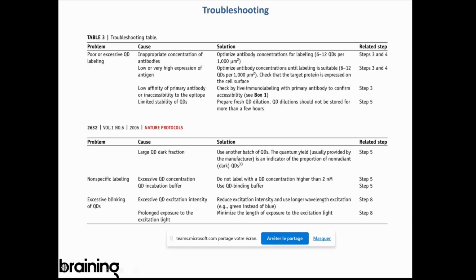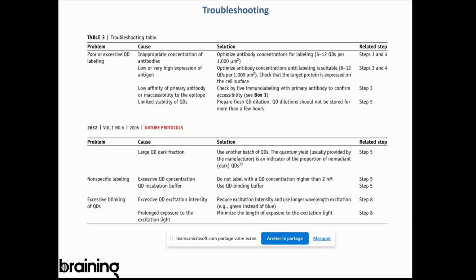You can play on the antibody concentration and time of incubation, but it shouldn't be more than 15 minutes of incubation. Otherwise, you have non-specific labeling. You can also have non-specific labeling with an excessive quantum dot concentration. As I said, these are crystals, they are sticky, and they can give a lot of background. So you have to be really careful to use no more than 2 nanomolar concentration and for a very short period of time, 1 or 2 minutes maximum, not more.